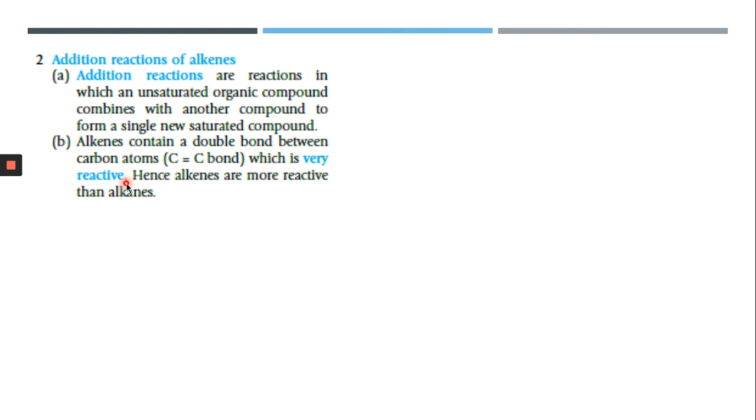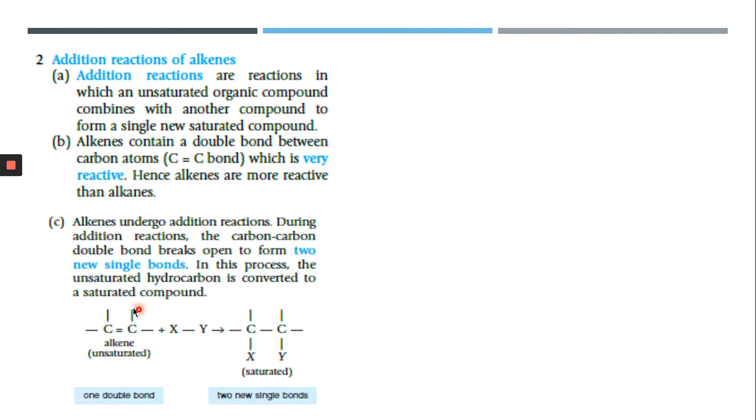For example, hydrogen, for example. Yang lain, potassium manganate, for example. Yang kita akan tengok lepas tu. But the thing is, addition reaction is where double bond is broken into single bond. Yang paling penting. Point yang paling penting. Double bond is broken into single bond.